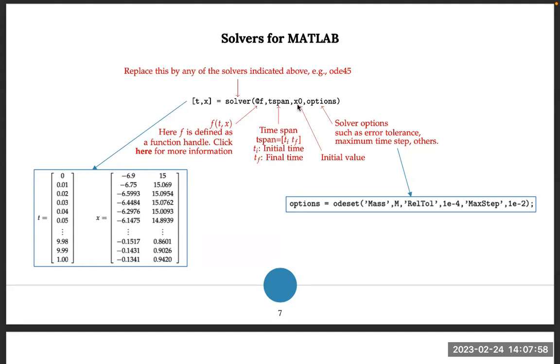X0 is going to be the initial value that we take for x. And in general, we know that f is going to be a vector function, and x is going to be a vector. So we said that x = [x1, x2, up to xn], and f = [f1(x1, x2, ..., xn, t), up to fn(x1, x2, ..., xn, t)]. So that's what we mean with this.